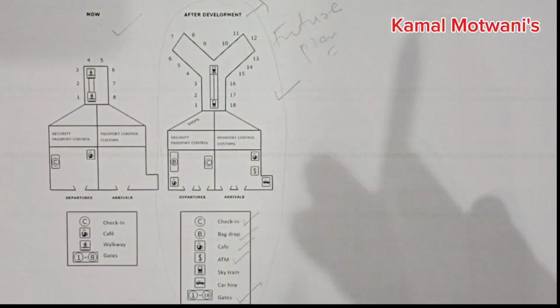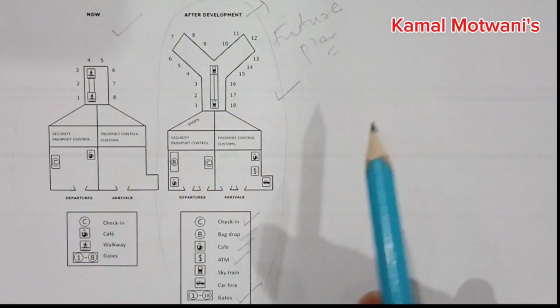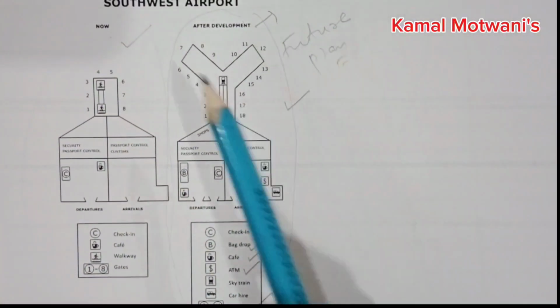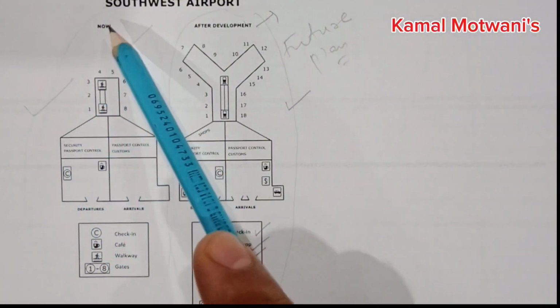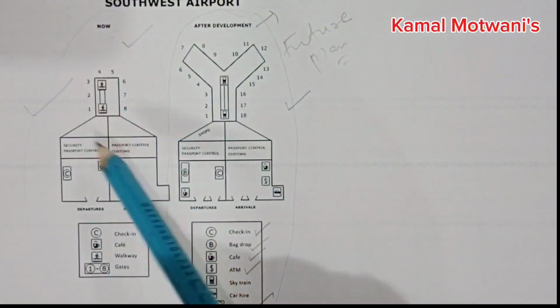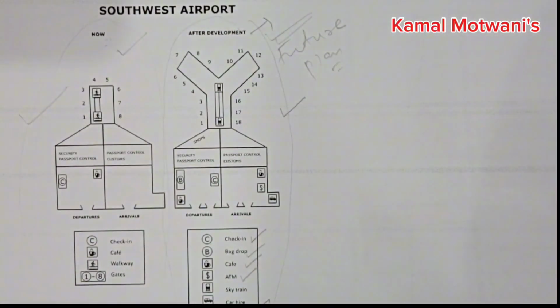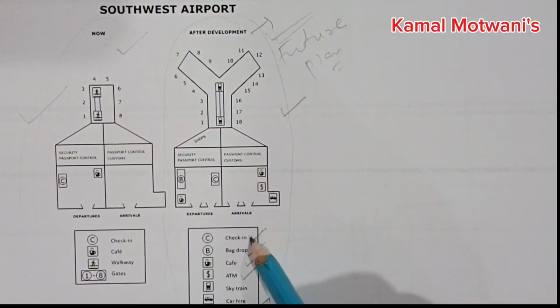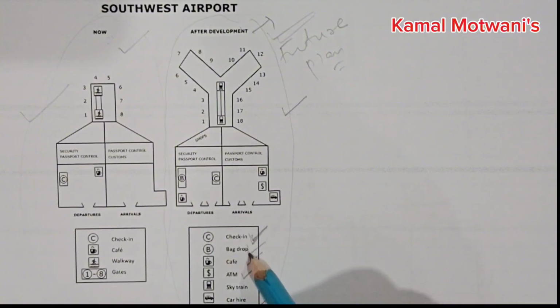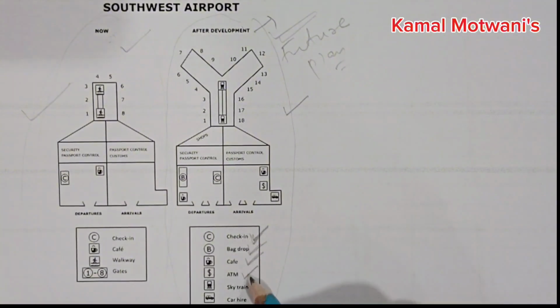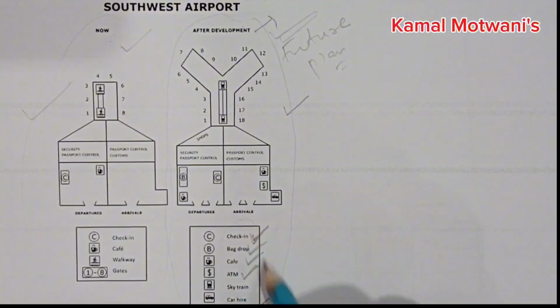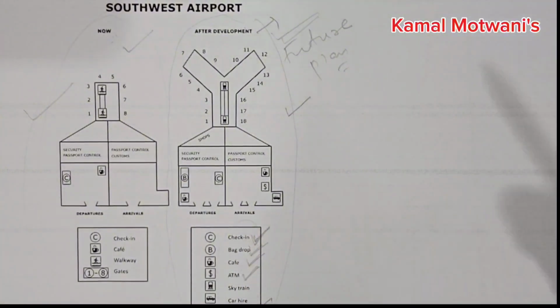Whenever this type of IELTS writing task is given, particularly these kinds of maps, you have to use the present tense, because this is how the airport looks right now, and for the future development you have to use the future tense. And for the interpretation of the signs, the narration or the language to interpret the signs is also mentioned.